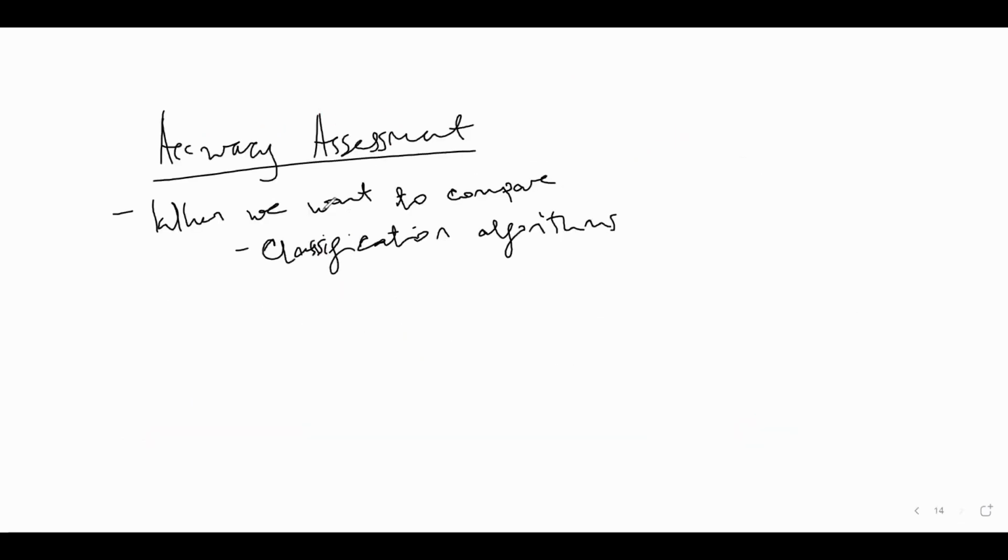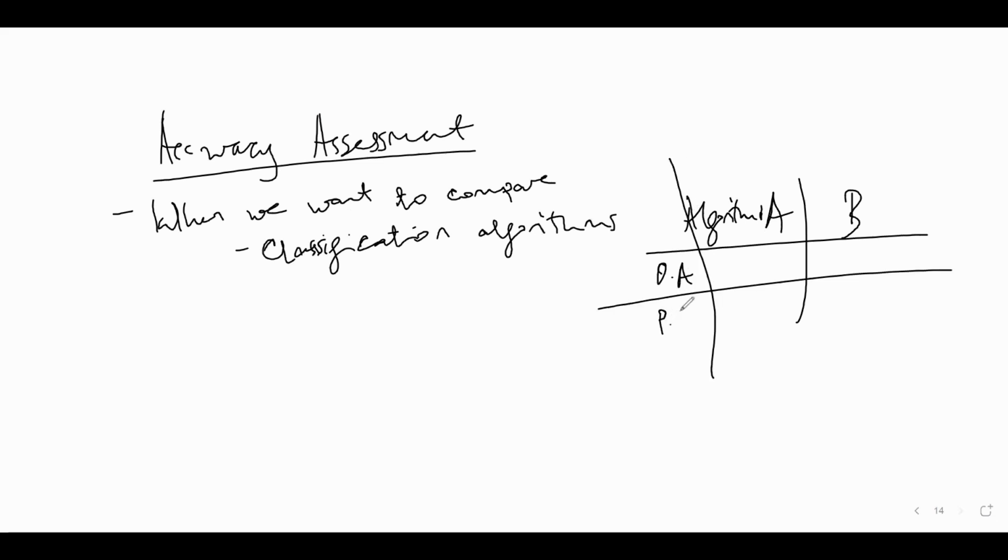So let us say that we have these traditional classifiers and one of you has come up with a new algorithm. How do we test it? We will do a classification assessment. We will have algorithm A and B, and then we shall look at the overall accuracy. We shall look at the producer accuracy.